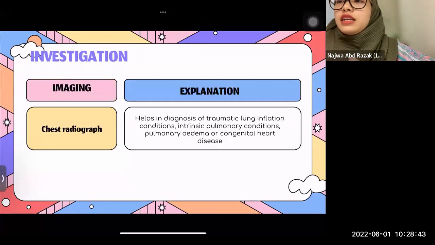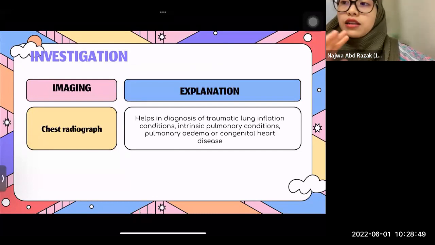So the next investigation is radiograph. Chest radiograph will help in determining any traumatic lung condition, intrinsic pulmonary condition, or even congenital heart disease. For example, in TOF we know the feature will be a boot-shaped heart.